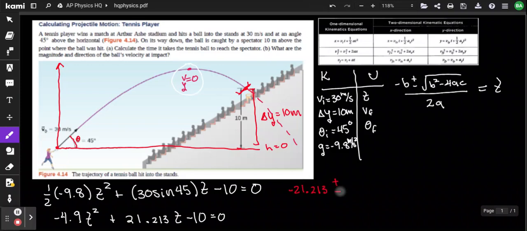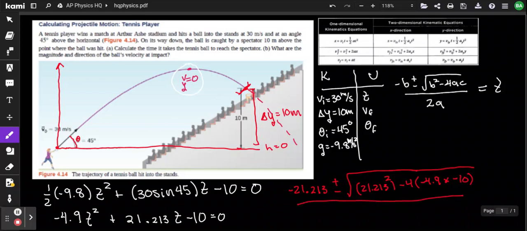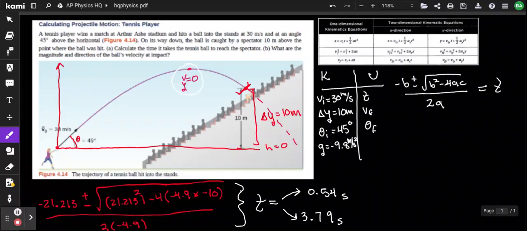21.213 plus or minus the square root of 21.213 squared minus 4 times negative 4.9 times negative 10, and this is all under the square root, divided by 2a, which is 2 times negative 4.9. Putting this into the calculator, it's going to give us two possible answers for our time, 0.54 seconds or 3.79 seconds.